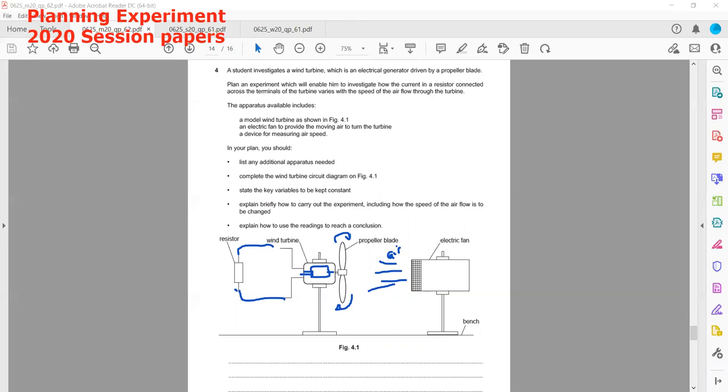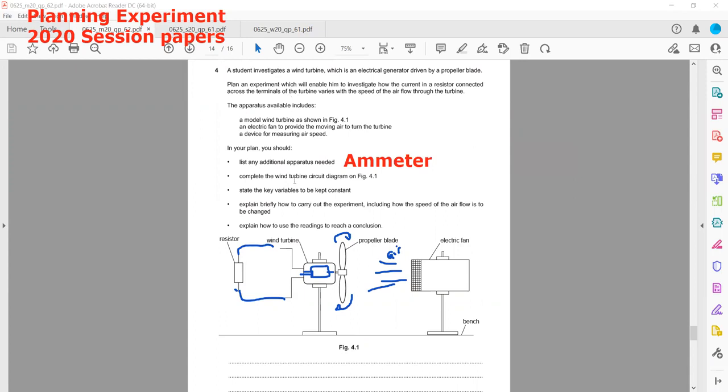So a student is investigating how the current produced changes with the speed of moving air. So what additional apparatus is the student required to have for this? Because the student wants to measure the current produced due to the movement of the air. So if we want to measure the current, what apparatus do we need? We need an ammeter.